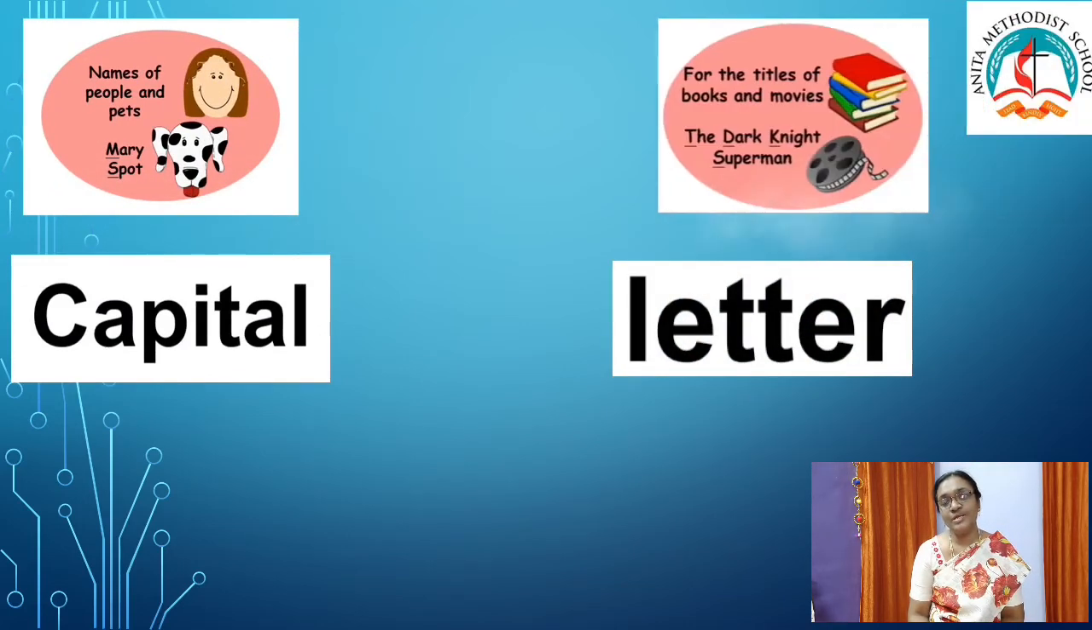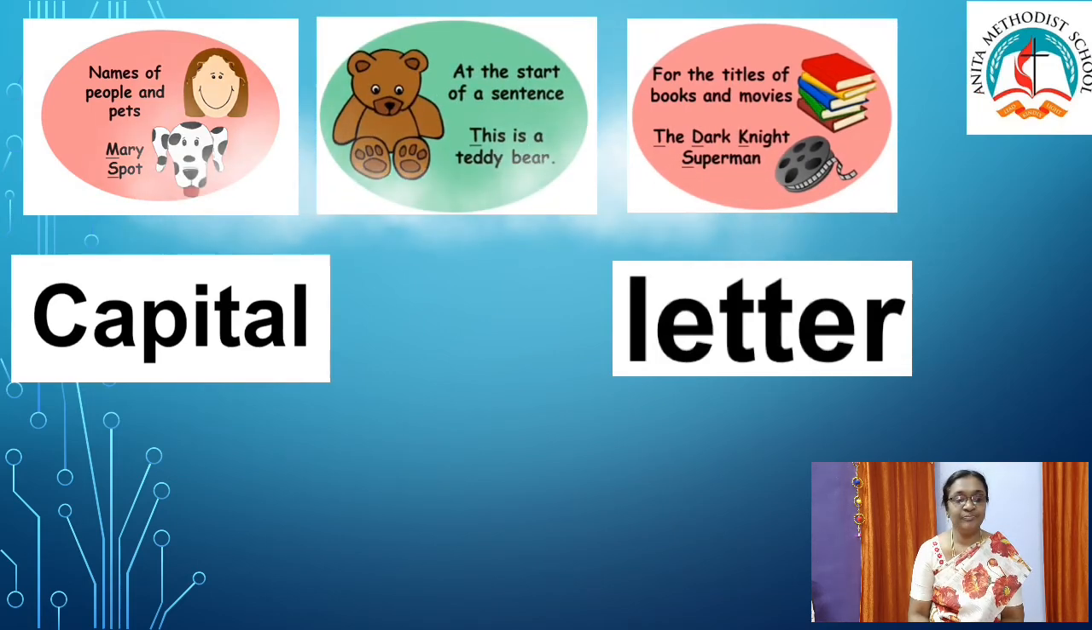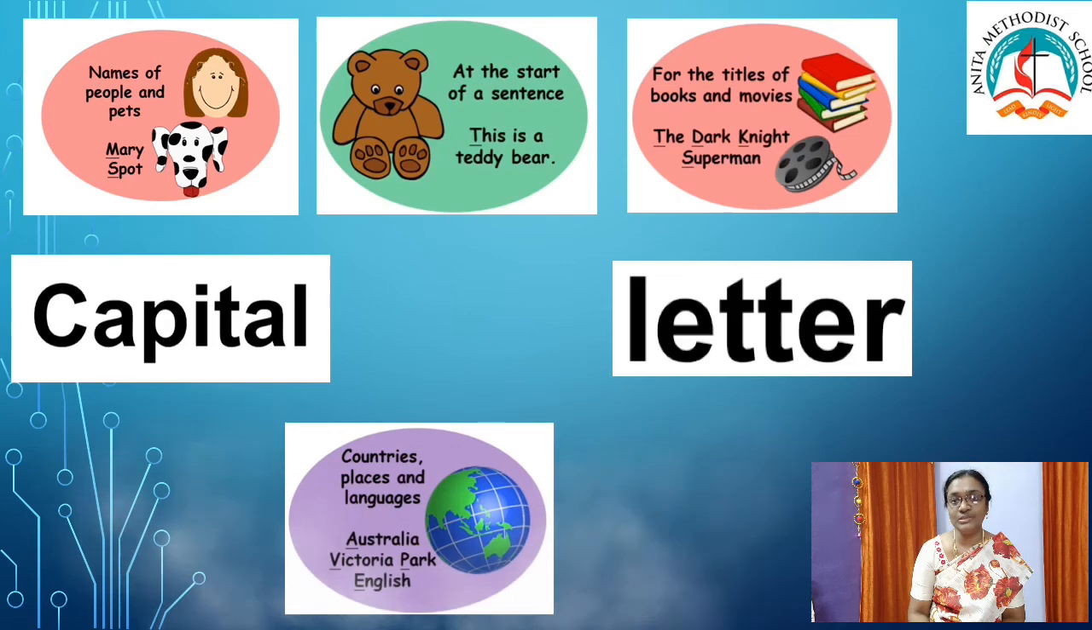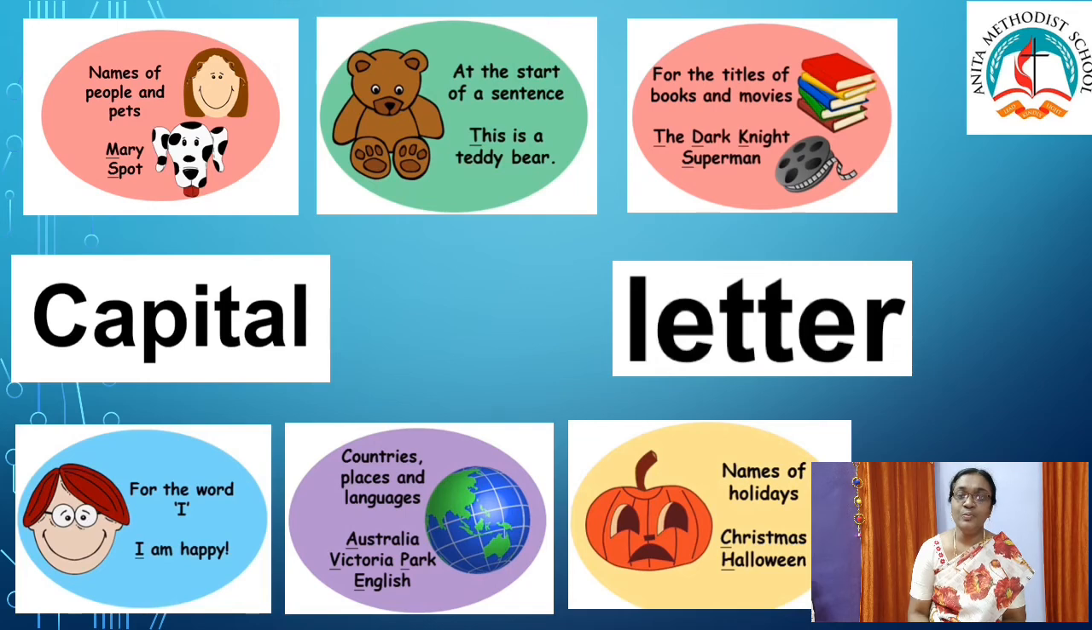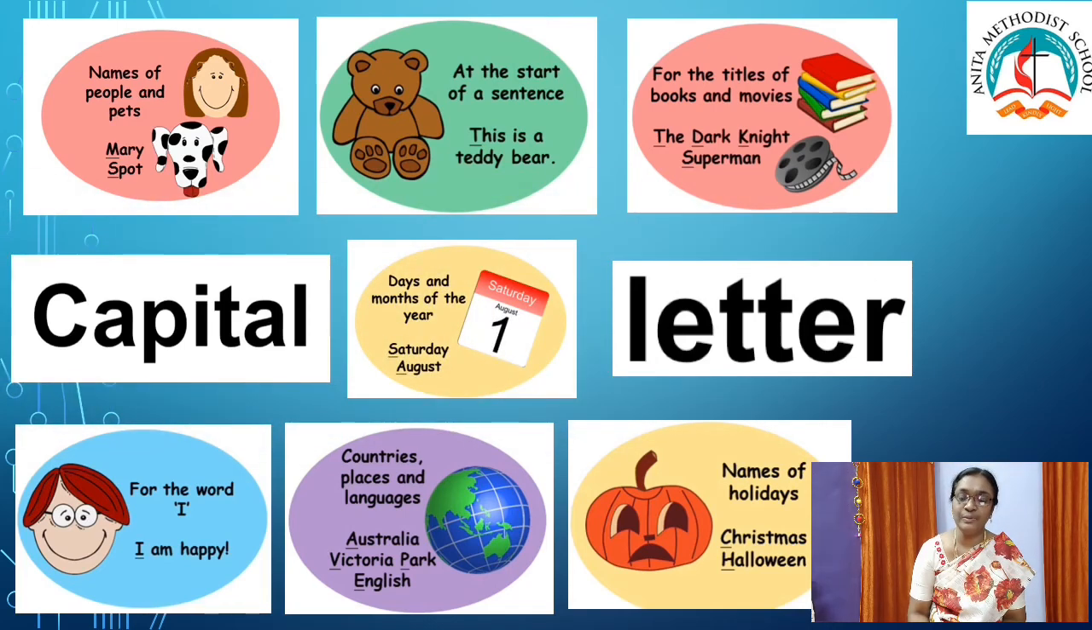Children, next we are going to see capital letters. Many times we make mistakes in using capital letters. Where do I have to use the capital letter? The first one, wherever a name comes, the names of people, you have to use a capital letter. For example, Ramesh, Sudha, Raju. The next one, at the start of a sentence. When you are starting a sentence, there you have to use a capital letter. Next one is for the titles of books and movies. Wherever the name of the book or the movie comes, you have to use a capital letter.